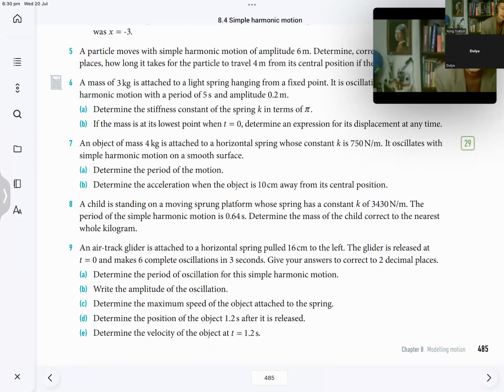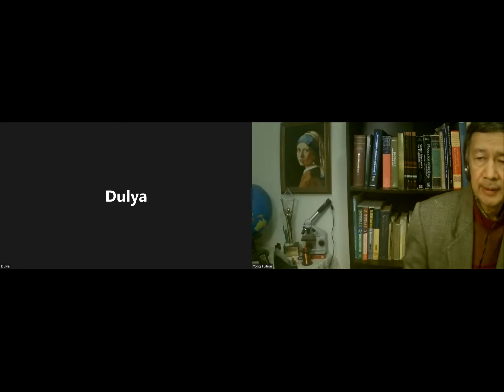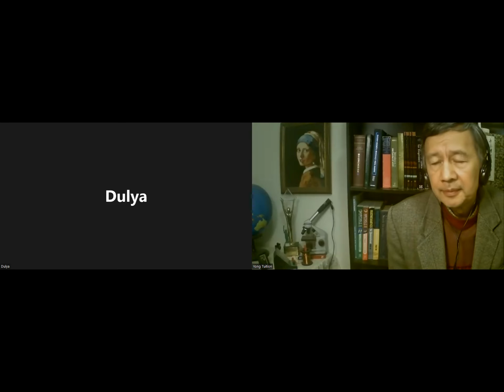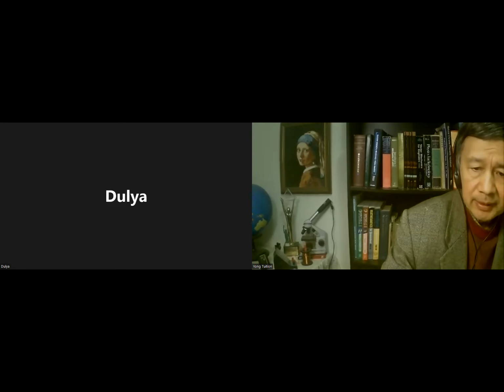Stiffness constant. Do you know the stiffness constant? Or spring constant? Yeah, that's Hooke's law. In that case, can you try number 6? Because I mentioned Hooke's law at the beginning, do you remember? Let's go to the whiteboard.